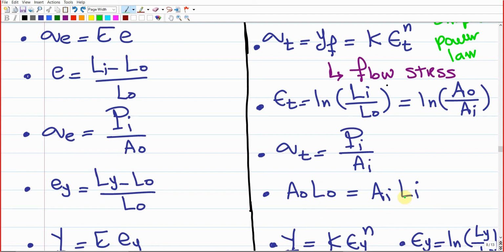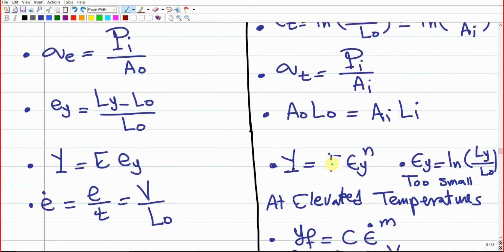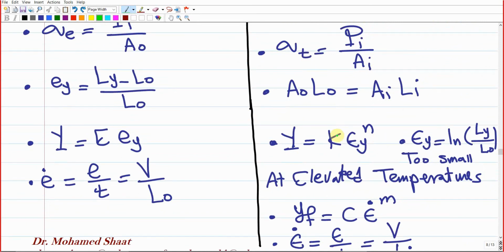If we plug this into these equations, we substitute for Li over L0, and this is going to give us A0 over Ai, which is the original area over the instantaneous area of this bar. Right? We mentioned that the true stress is Pi over Ai, which is the instantaneous load over the instantaneous area, and this is the yield strength.